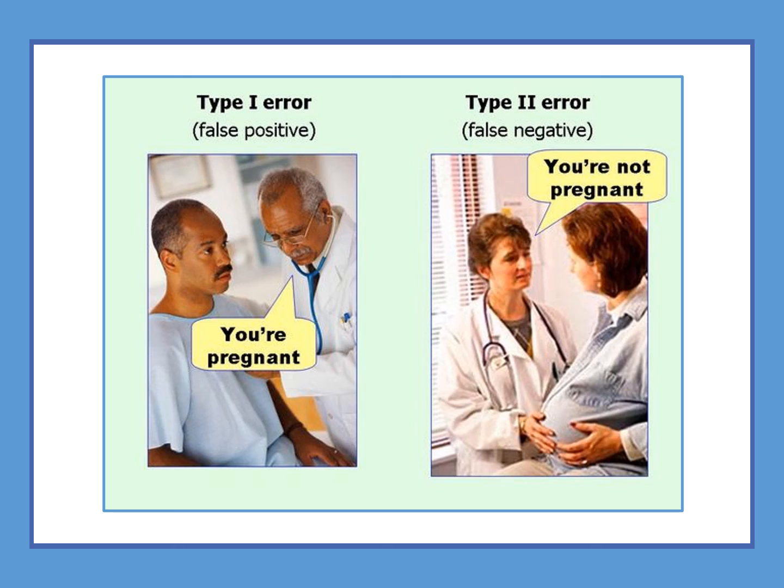We sum this up. I found this online, of course. There's so many funny things online. So a type 1 error or a false positive is a man finding out from his doctor that he's pregnant. That's a false positive. And here's a type 2 error: a woman who is clearly pregnant and her doctor is saying, no, you're not pregnant. That's a false negative. She is clearly pregnant. Okay, so that's a type 2 error.